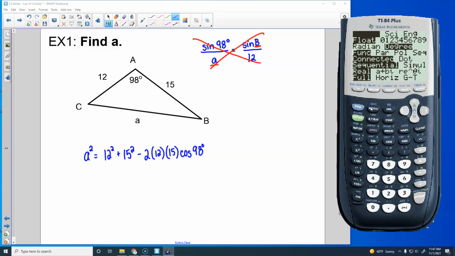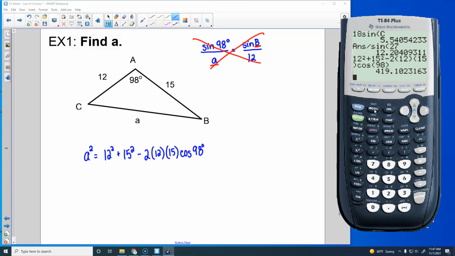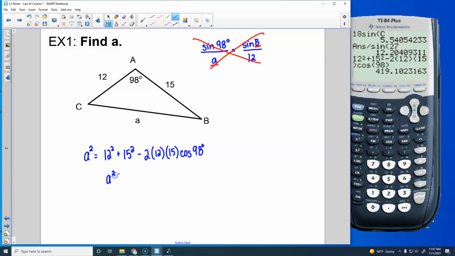Am I in degree mode? Yes. So A squared is going to equal 419.1023163.